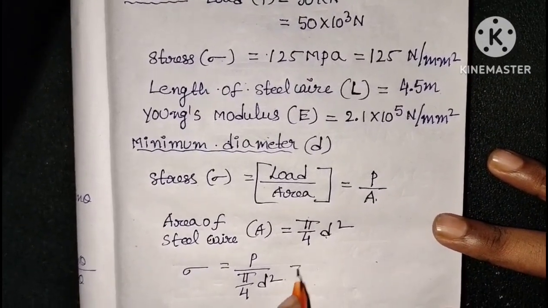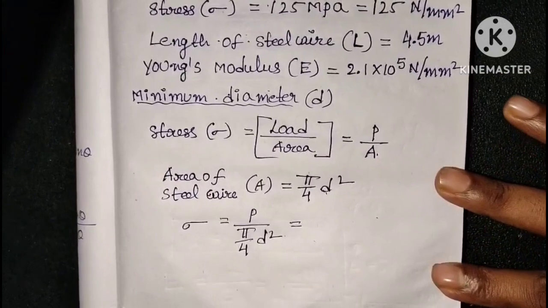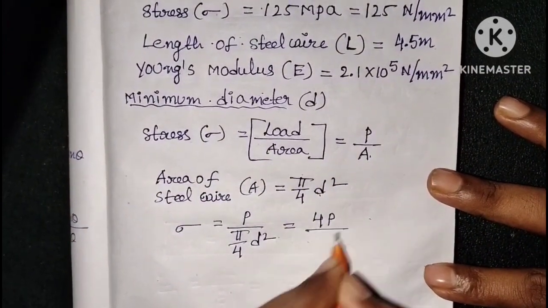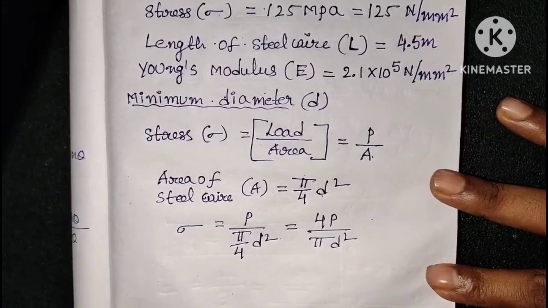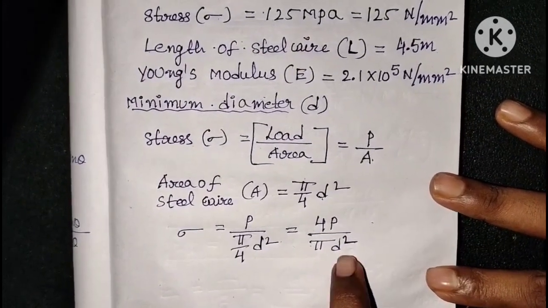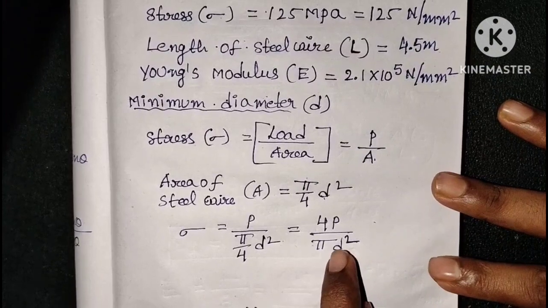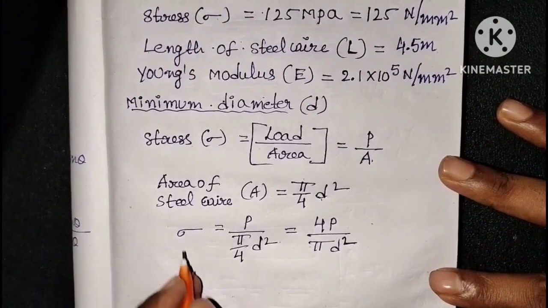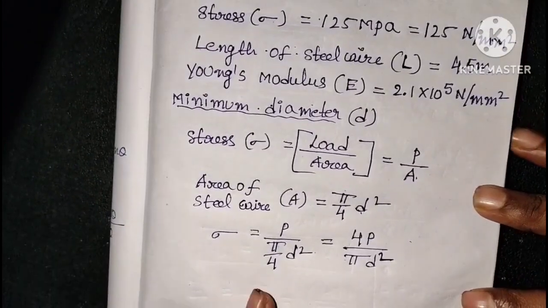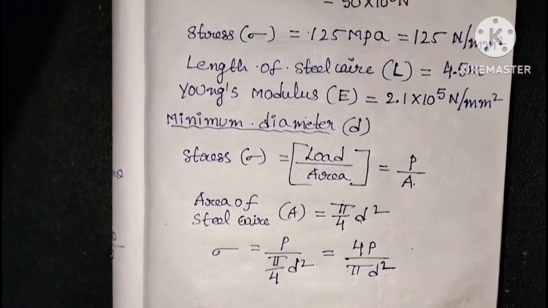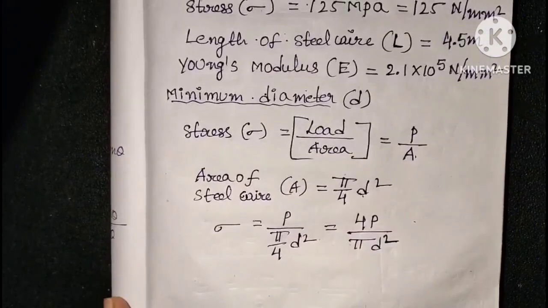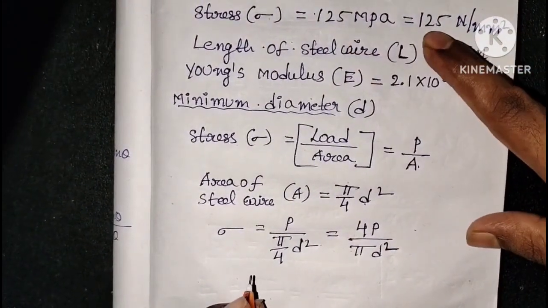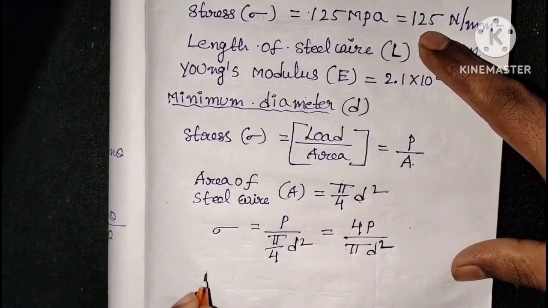Just simplify further. Reciprocal of pi by 4 is 4 by pi. So 4P by pi d square. We need the value of d. So here we need only the value of d, and substitute the remaining values. Here sigma is given as 125 megapascal. So 125 Newton per mm square.